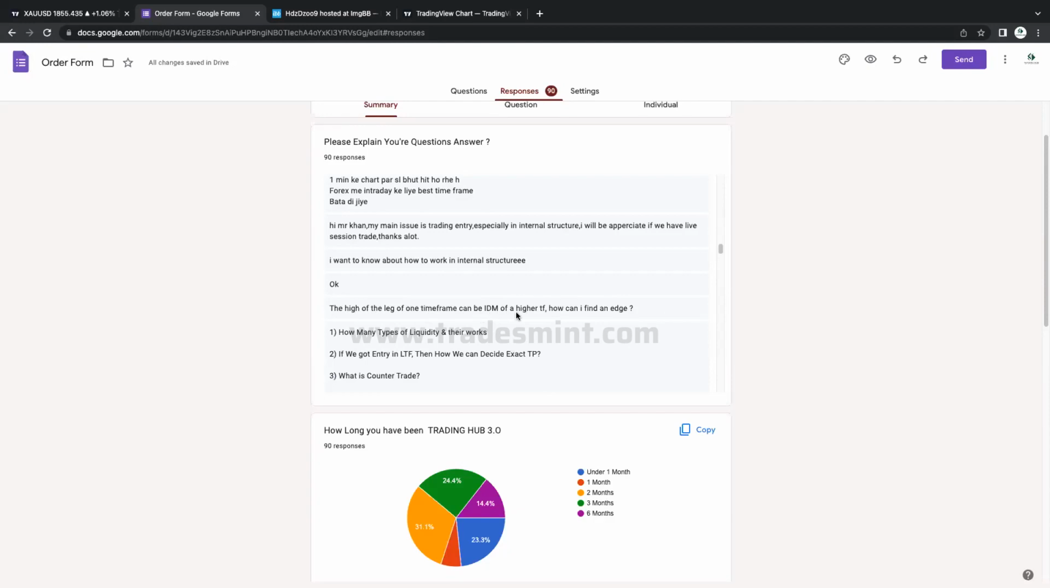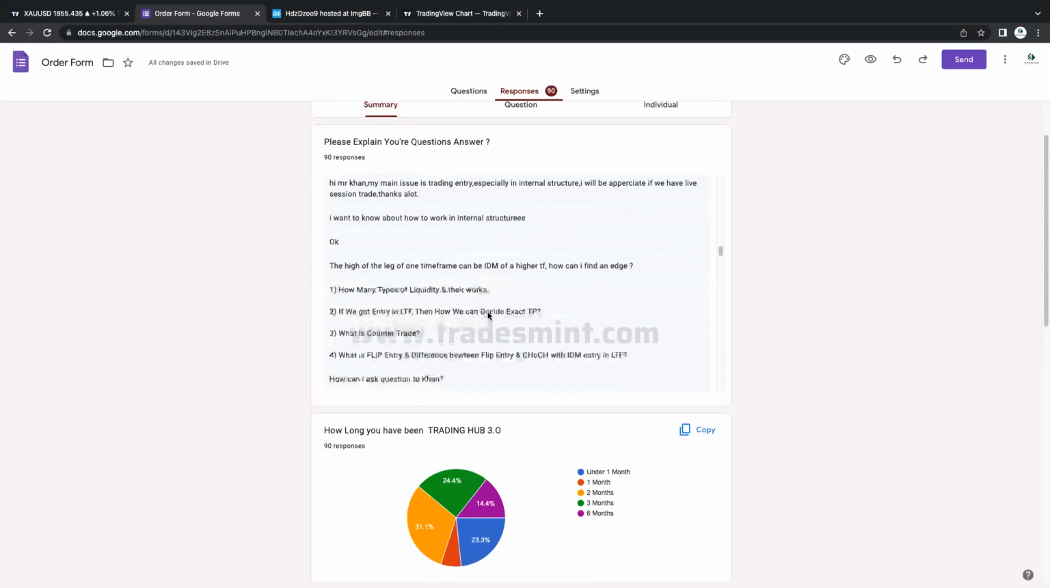So always attach your screenshot or TradingView URL, then I can understand better. Actually, I'm not very good in English, so that's why. If there is a question I'm not able to understand, you can message me on Telegram or Discord, so I can answer it if you share your chart, right?